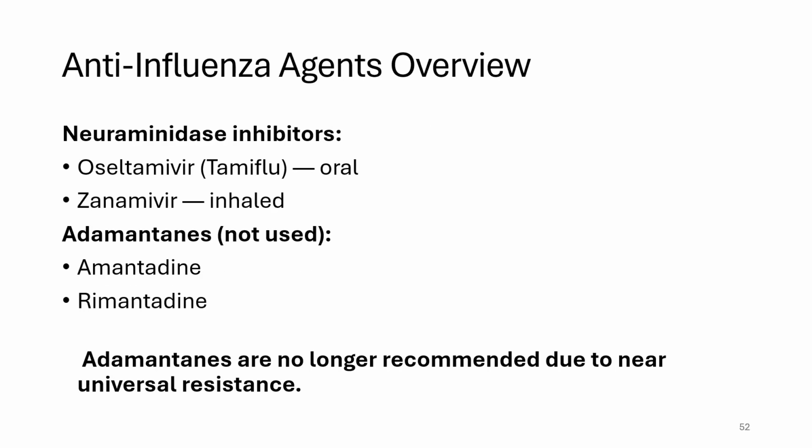Let's review the medications that we use to treat influenza. The main class we use today is neuraminidase inhibitors. The most common one is Oseltamivir or Tamiflu, which is taken orally. This is the go-to drug in most patients.